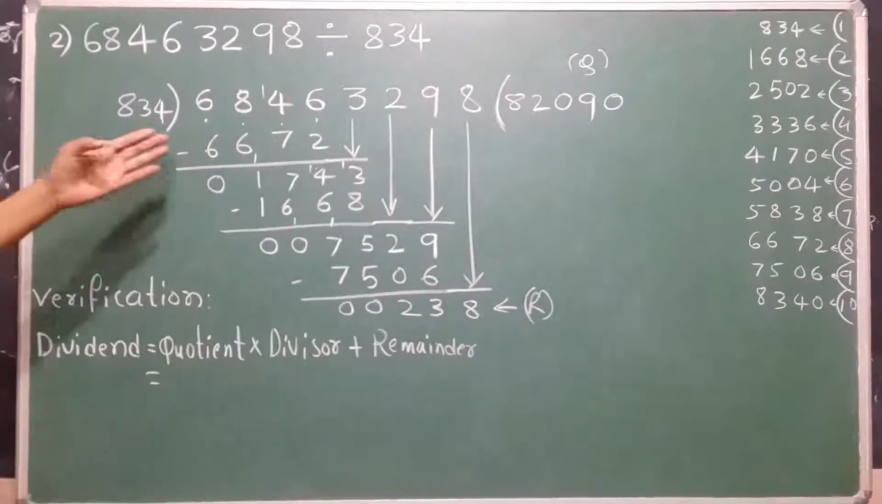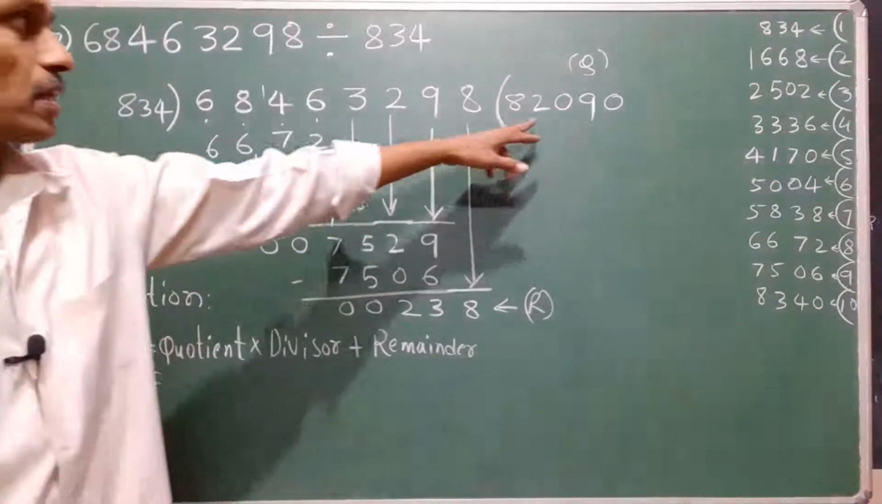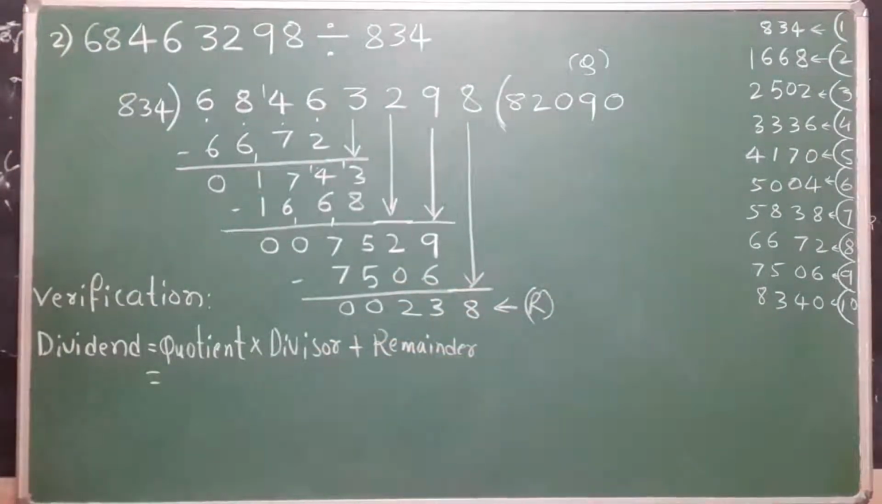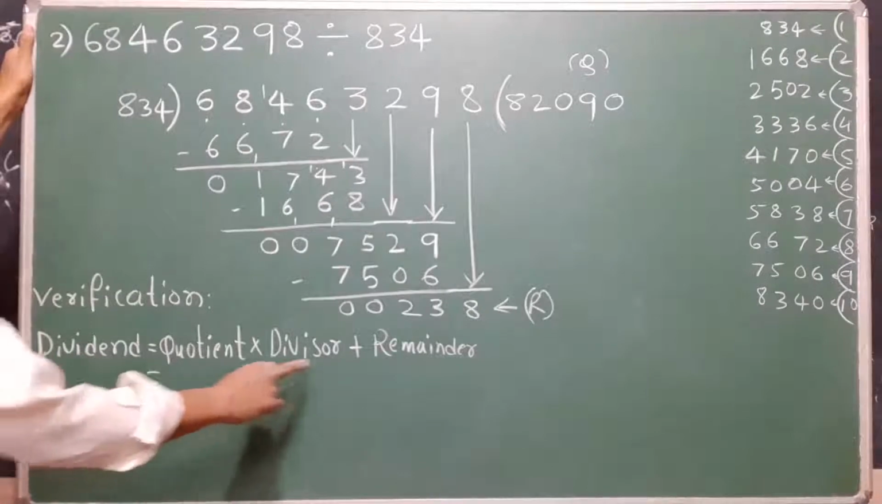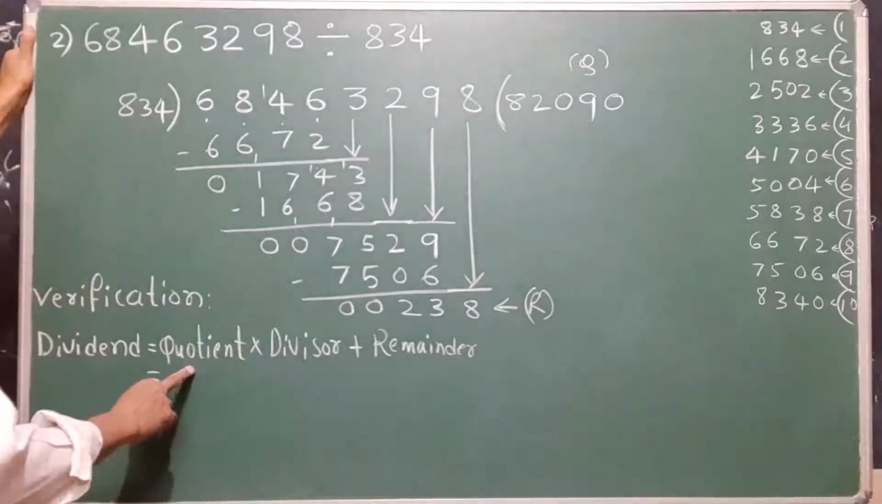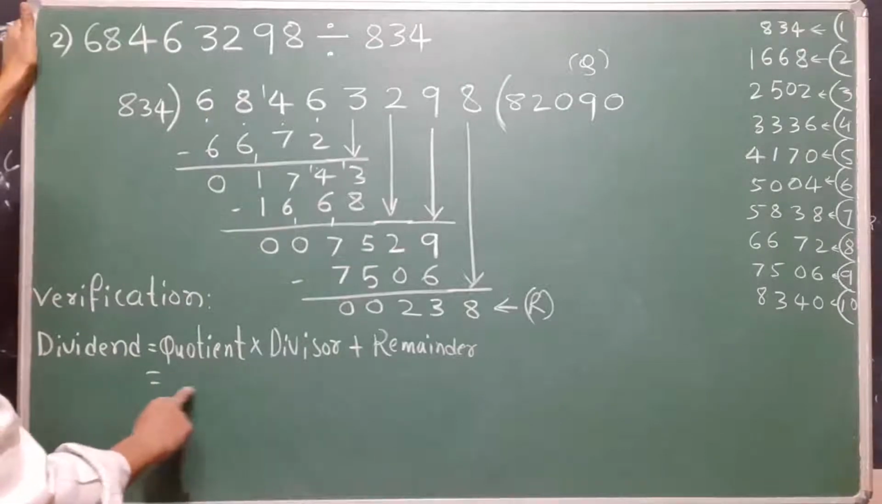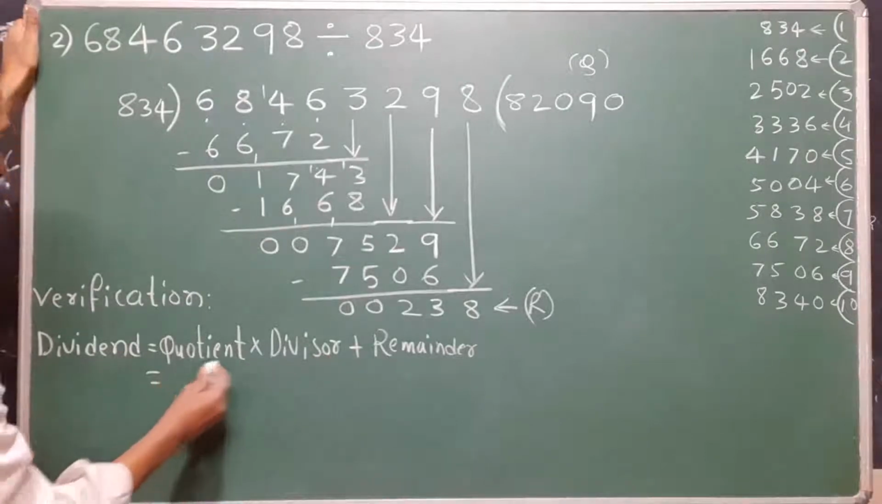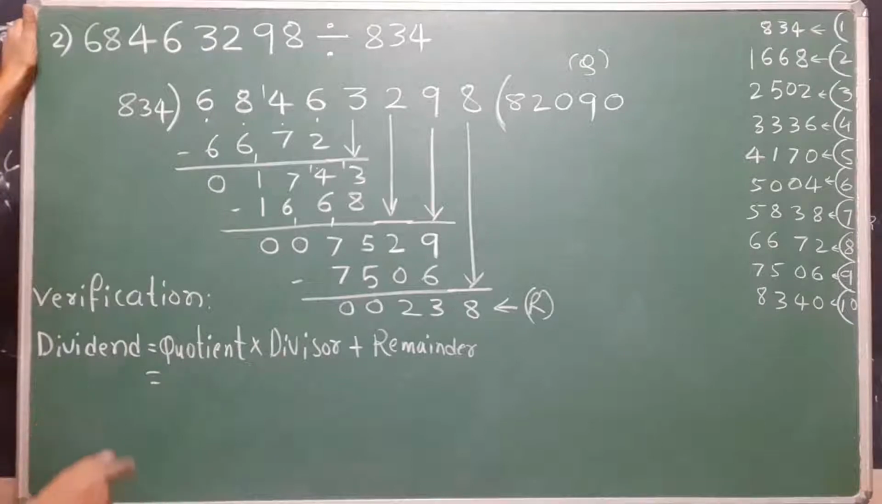Now we will verify this one. What we have got, whether this quotient and remainder are correct or not, by using this formula: dividend is equal to quotient into divisor plus remainder. We will write the values of these here, and after solving this we should get the dividend.